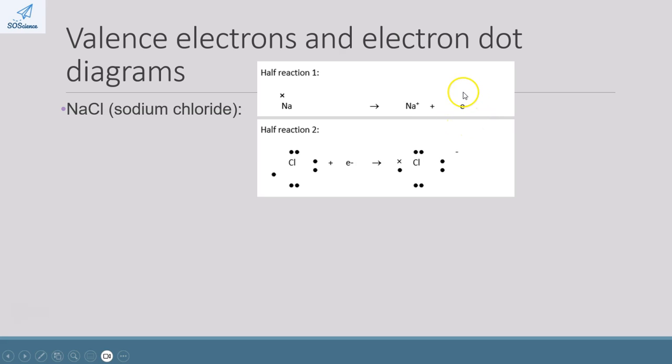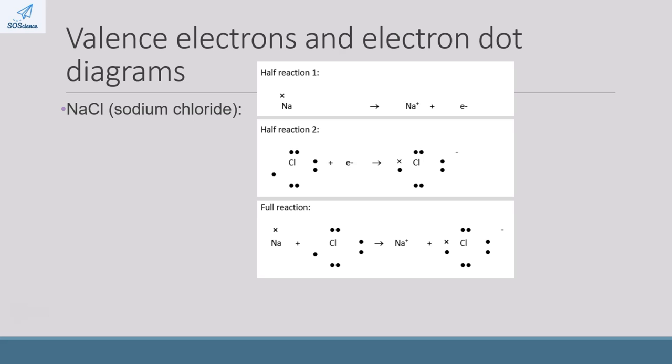Now remember that these electrons are there for balancing. We have one electron being given away here and one electron being gained here, so we're happy and we can just ignore the electrons in our full reaction. Our full reaction always starts with a positive ion, and all we need to do is copy across half reaction 1 and half reaction 2.